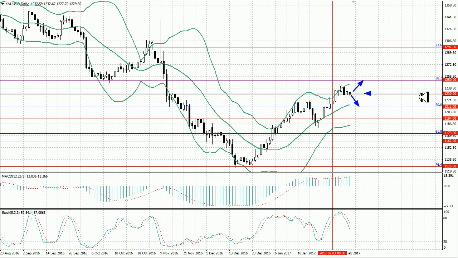Technical indicators give controversial signals. Stochastic is directed downwards, Bollinger Bands upwards, and the MACD histogram is stable. In this situation, short positions should be opened at 1,230 with the target at 1,211. If the price rebounds from 1,230, long positions would be preferable with the target at 1,250.